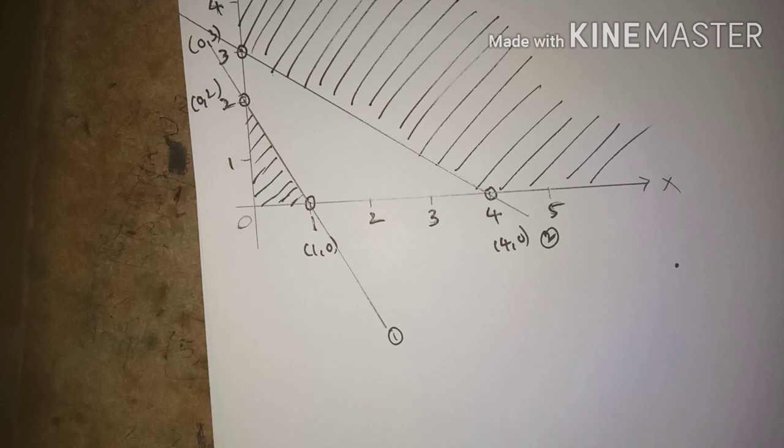Therefore, the following graph has no solution. Such type of graphs are having no solution. There is no common region between the two. Therefore, there is no feasible solution. Therefore, the LPP has no solution.